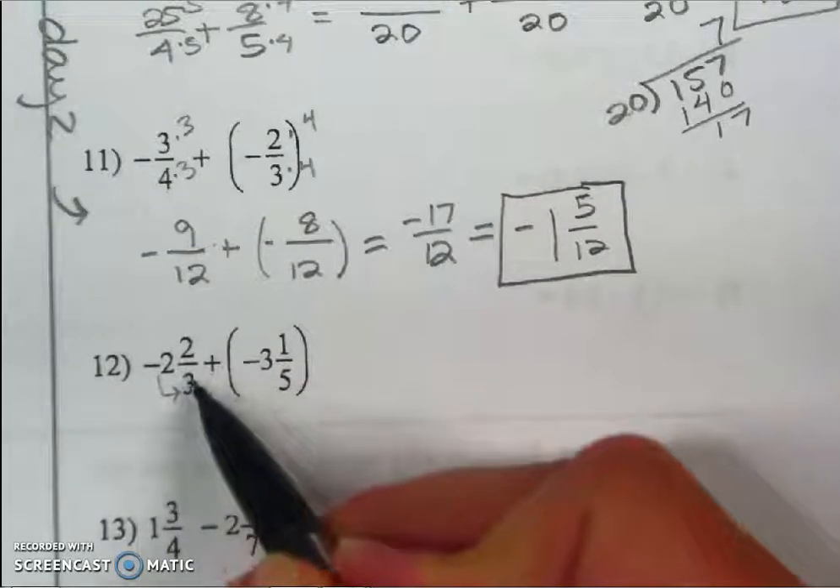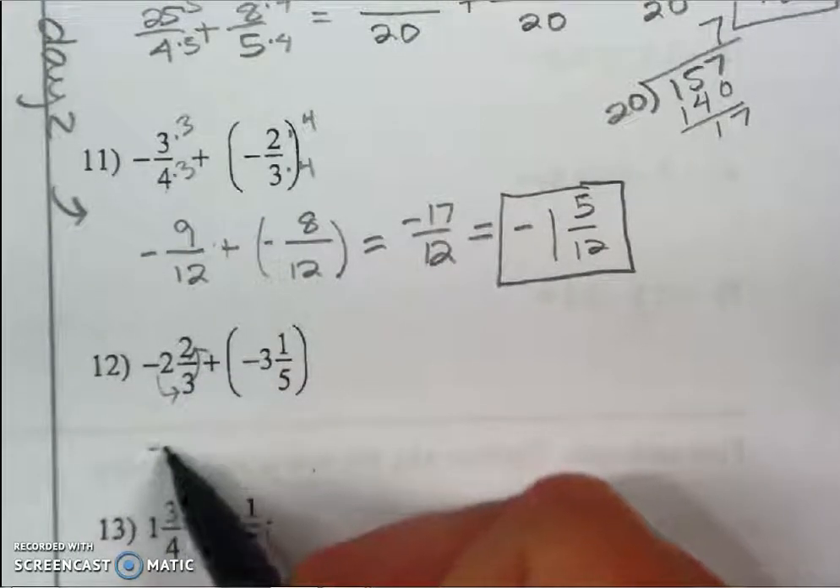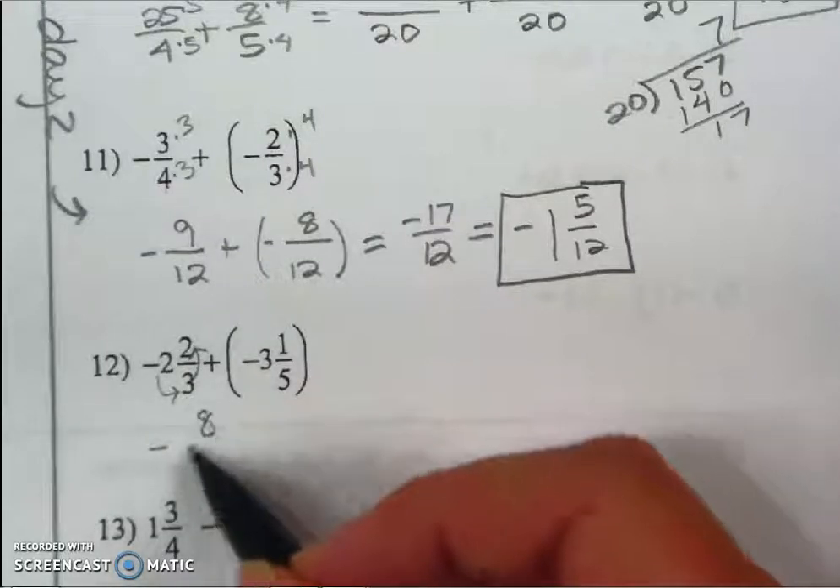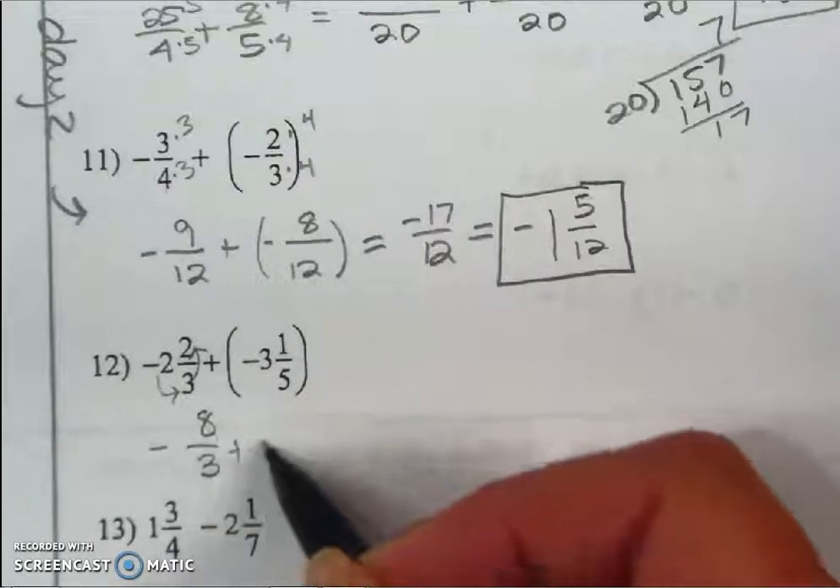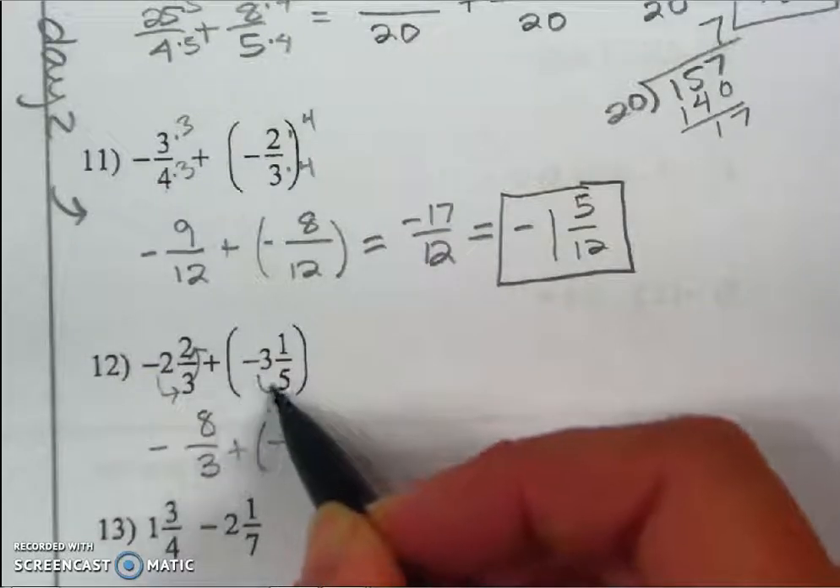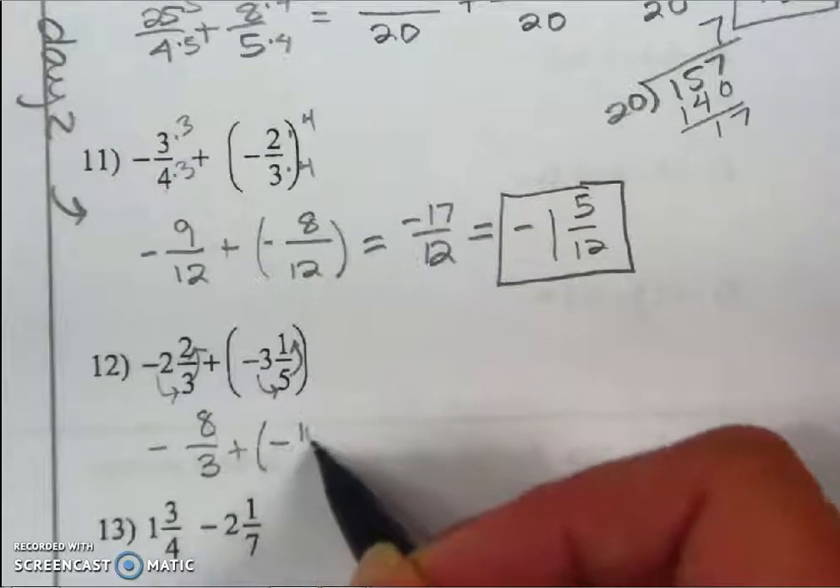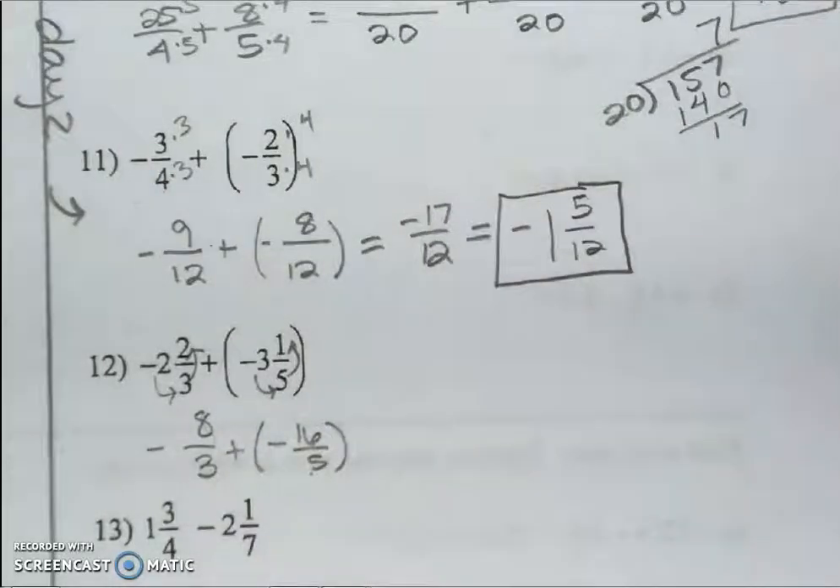Big by the bottom, add the top. This is negative 2 times 3 is 6, plus 2 more is 8/3. Plus negative, big by the bottom would be 15, and the extra one would be 16 over 5. There we go, negative 8/3 plus 16/5.